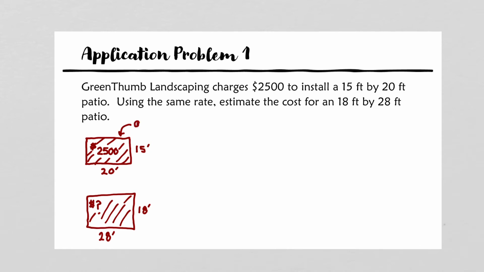Let's look at the area of that first patio. Recall that the area of a rectangle is simply the length times the width, right? So if I want to get the area for this first rectangle or this first patio, I'm simply going to take 15 by 20, or in other words, 20 times 15. 20 times 15 is actually 300. And so this patio, the first patio that costs $2,500 to install, is actually 300 square feet.